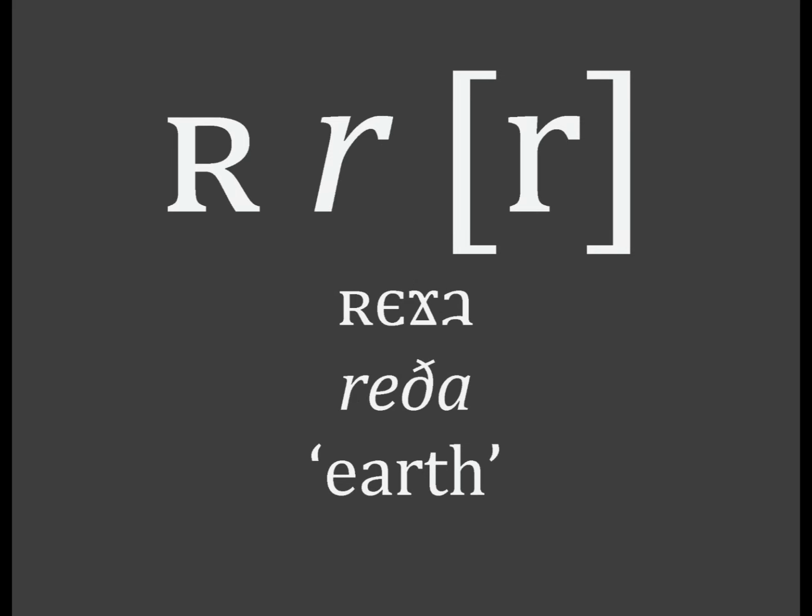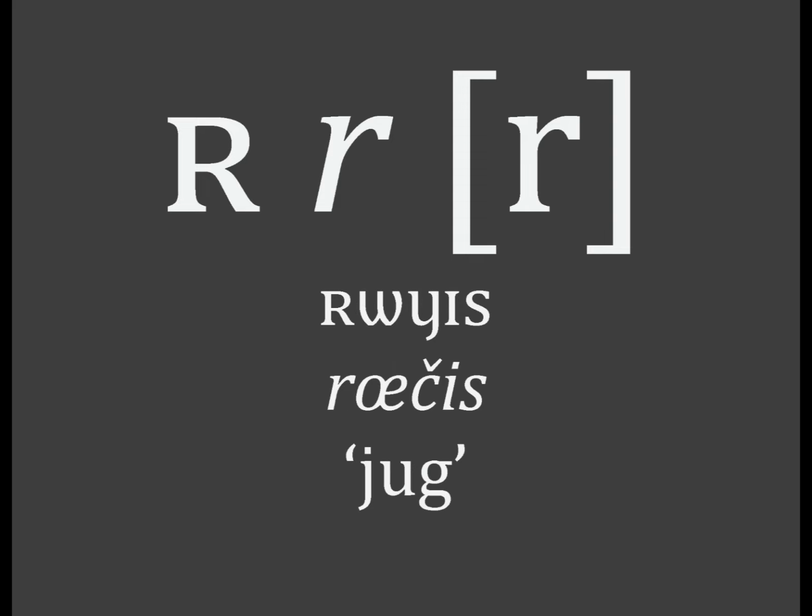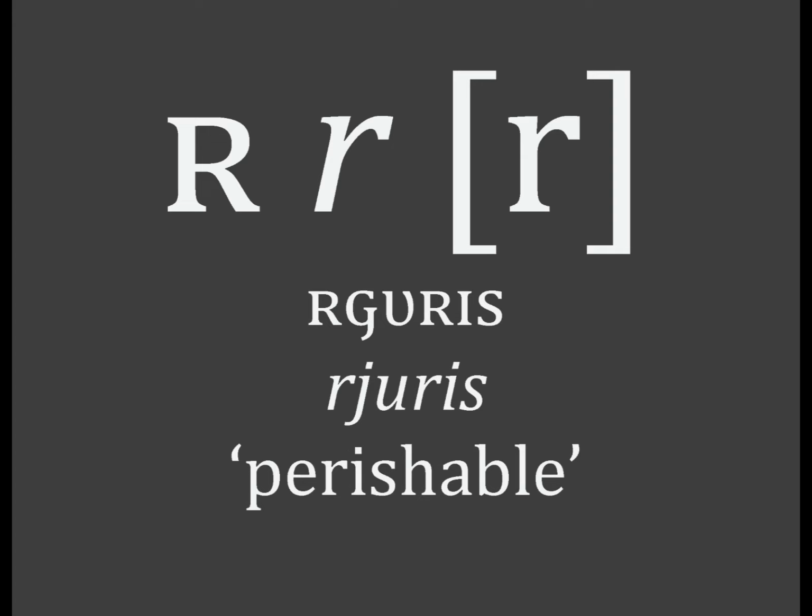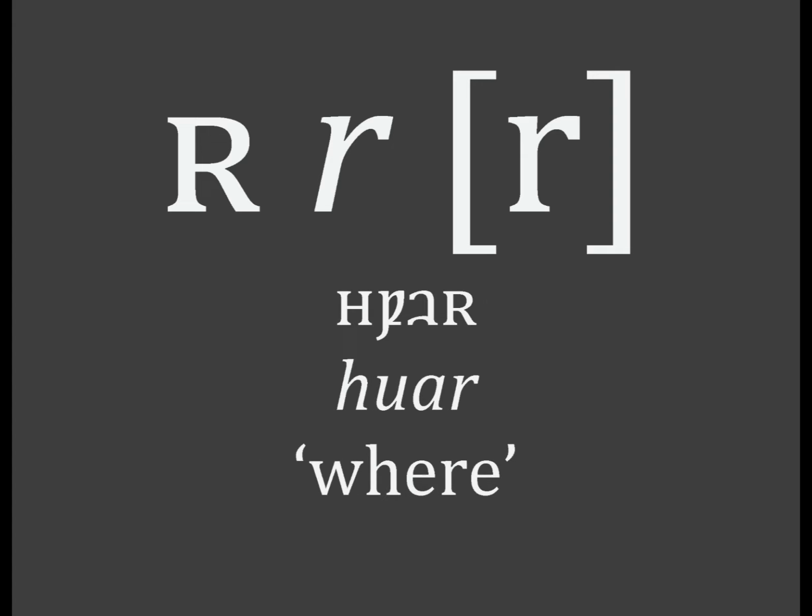Reva means earth. It represents a voiced alveolar trill, like the double R in Spanish perro. It is transliterated as R, and is Valthungian's only rhotic consonant. It almost always occurs before a vowel, very rarely after. Rechis, jug. Reuris, perishable. Huar, where.